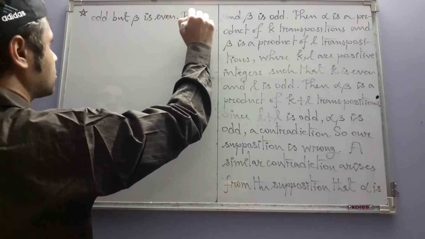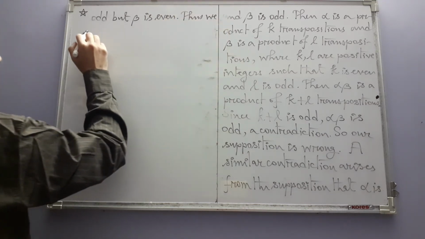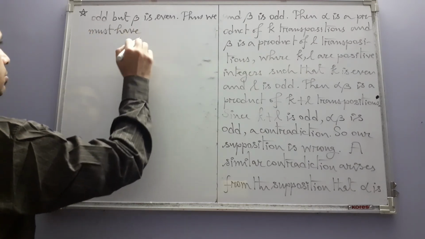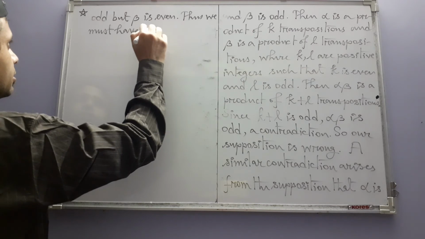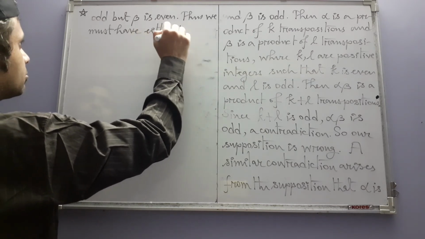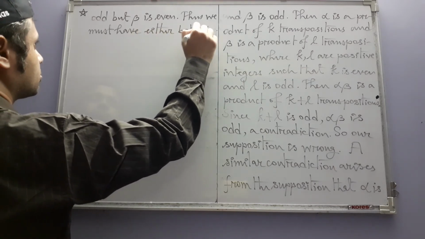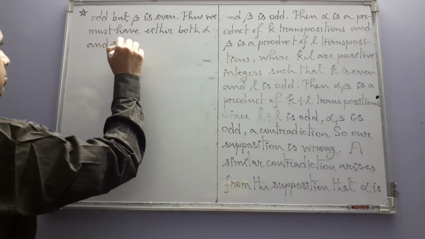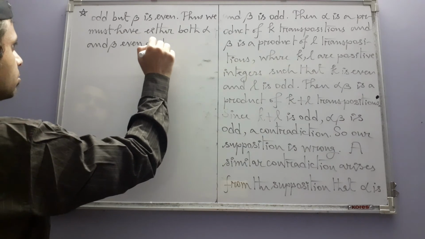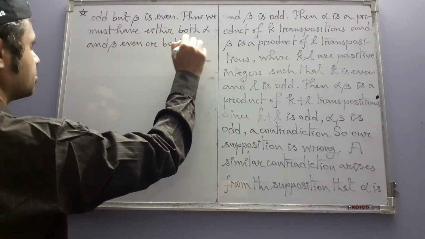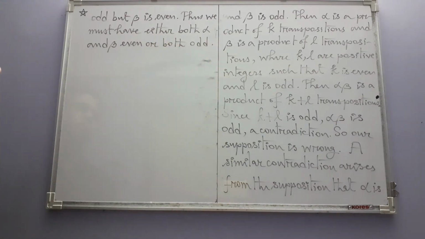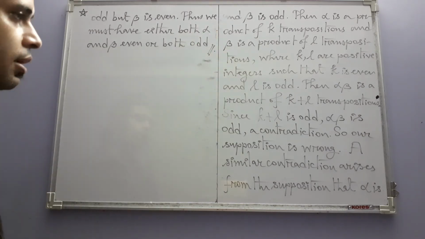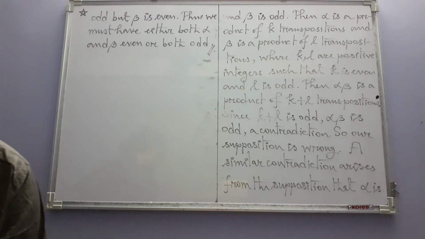Thus, we must have either both alpha and beta even or both odd. So that is the converse part, and we have proved the claim in the exercise.